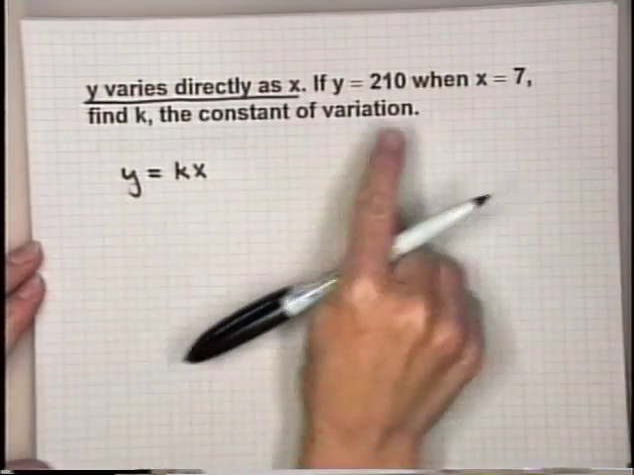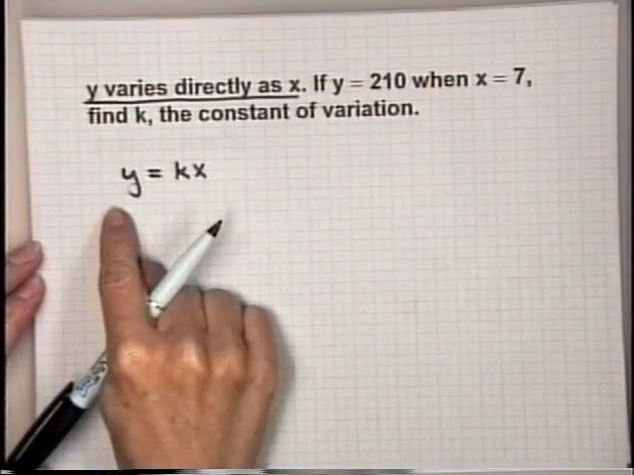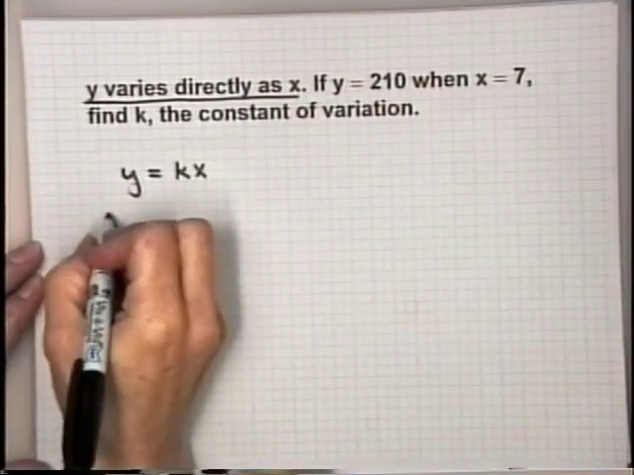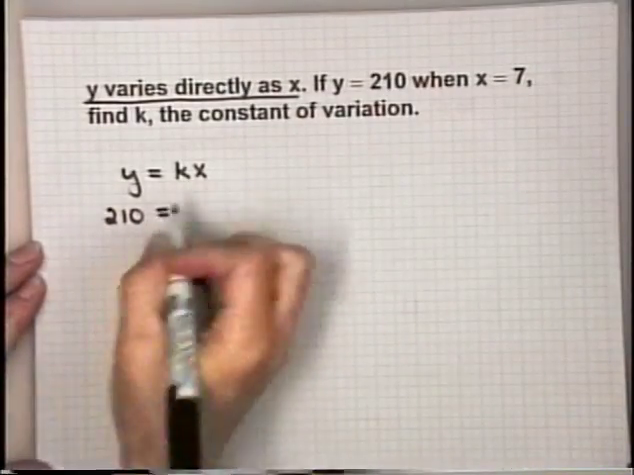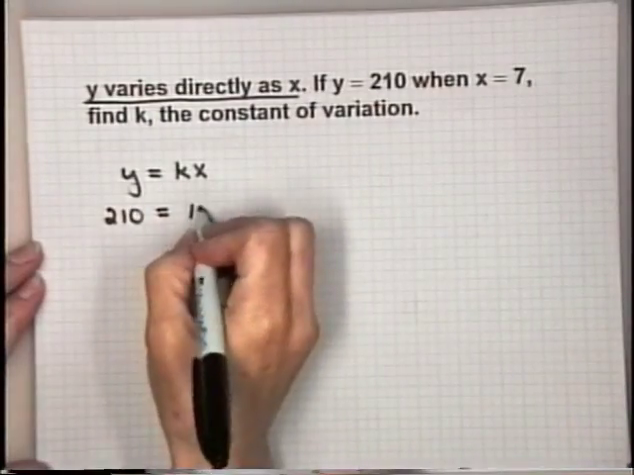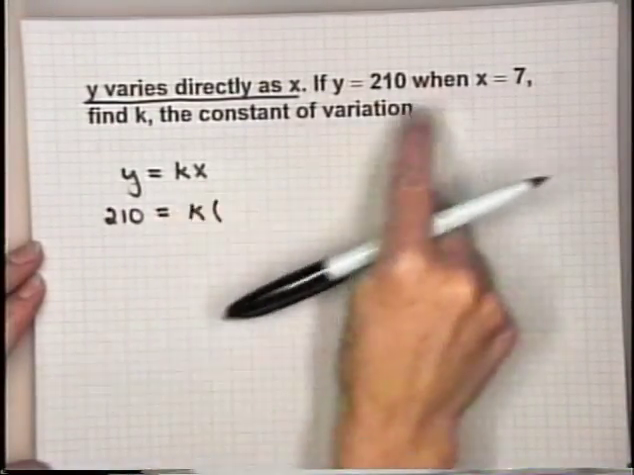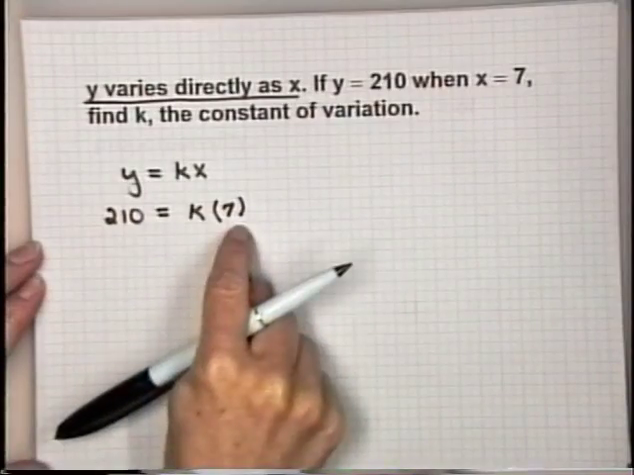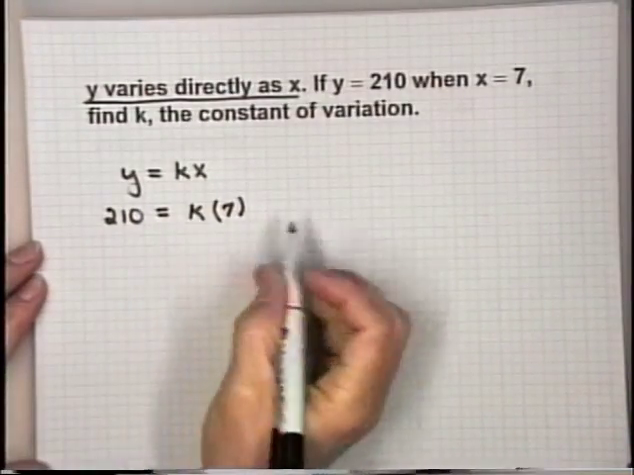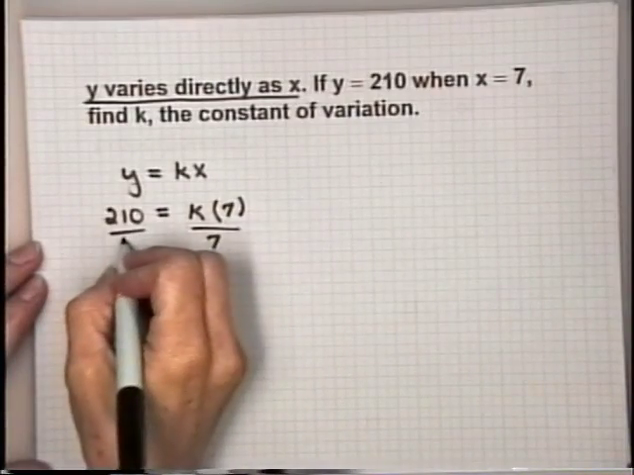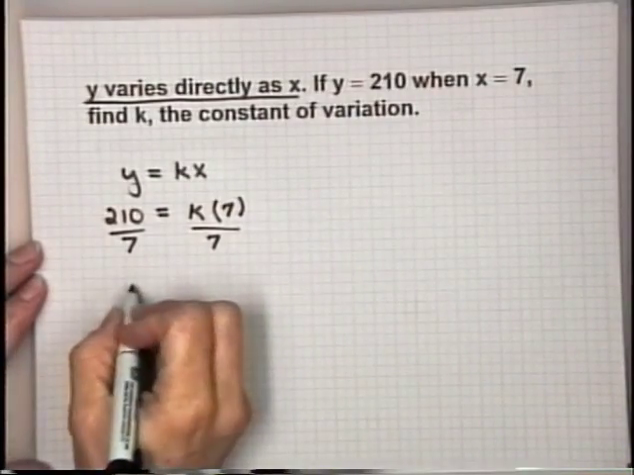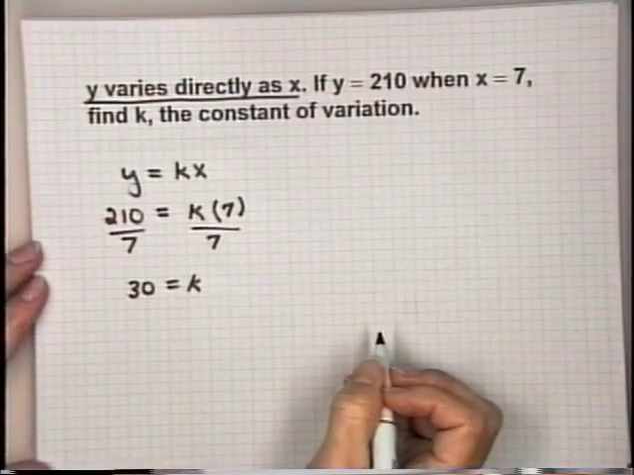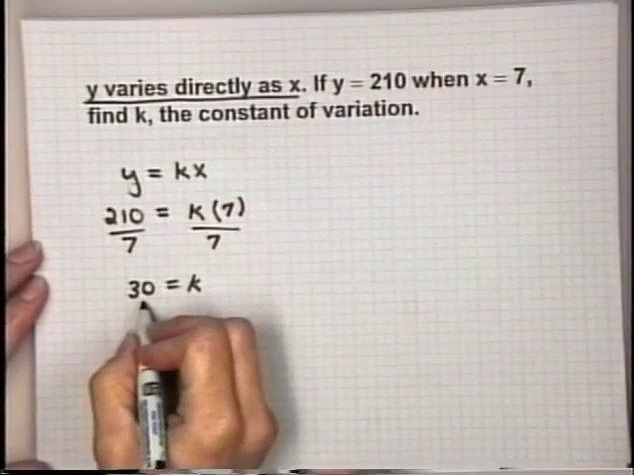Then what we're going to do is, using the given information, substitute into this equation to find k. So if y equals 210, we will replace y with 210. We do not know k, let's put that down, times x. We were given that x is 7 whenever y is 210, so we have this relationship here. Of course, to solve this equation, I would divide both sides by 7. 7 will divide into 210 30 times. So my solution is k equals 30. My constant of variation is 30.